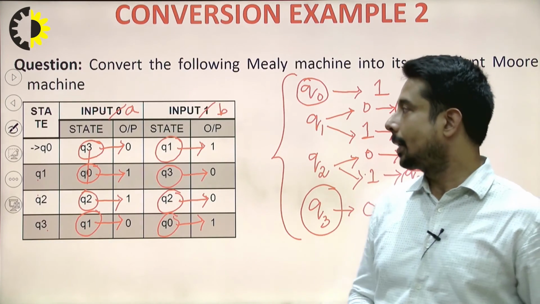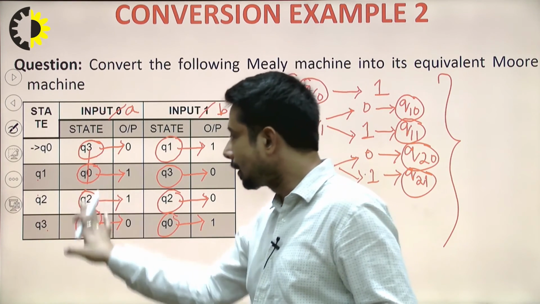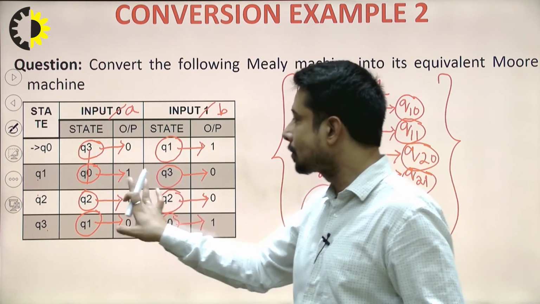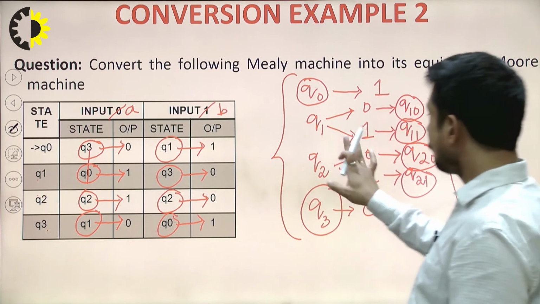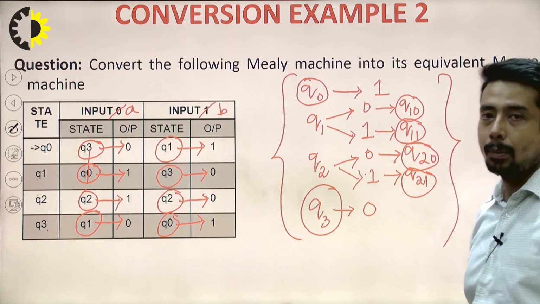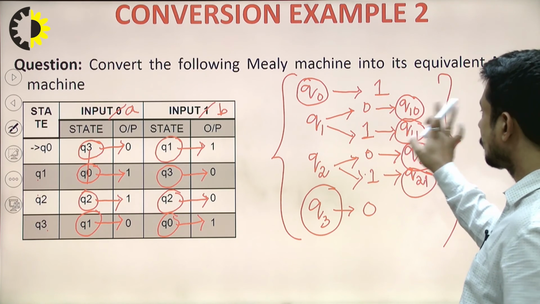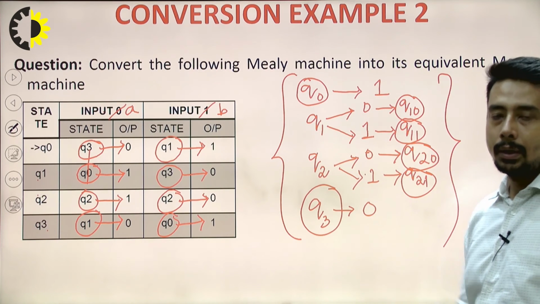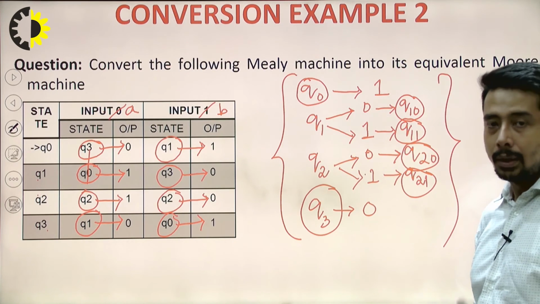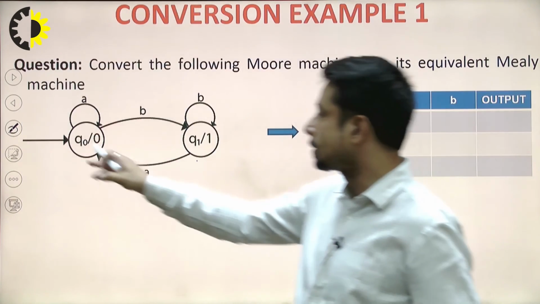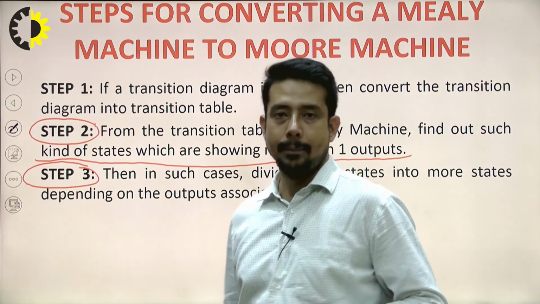The only thing you need to consider is that you need to find certain states where the outputs are different for different inputs. If you get them, then divide those kinds of states using whatever nomenclature you want. I have defined Q10; you can write Q M, Q N, whatever you want, but this is not at all mandated. You just need to divide those states as mentioned in step number 3.